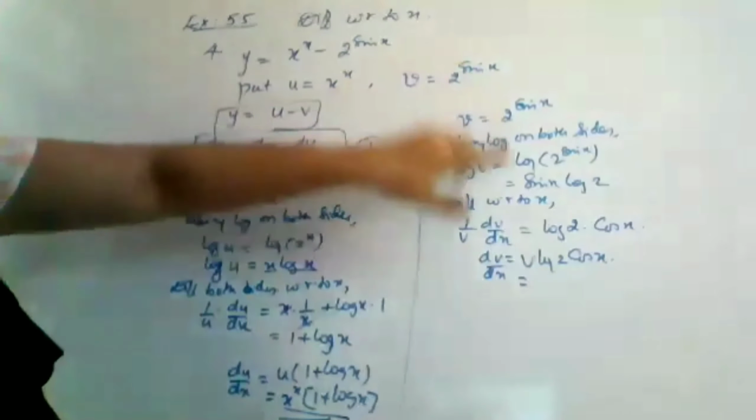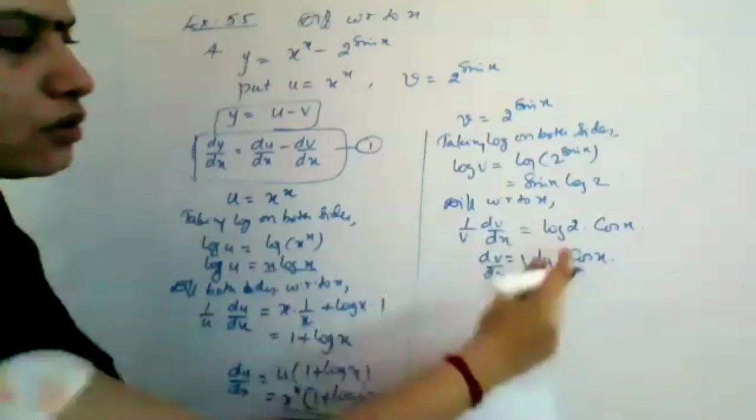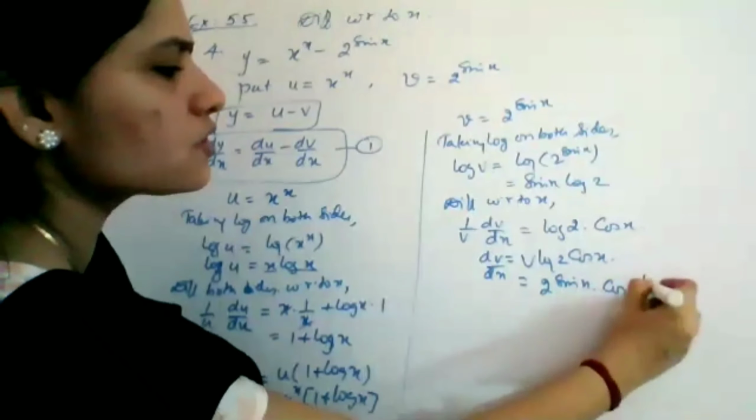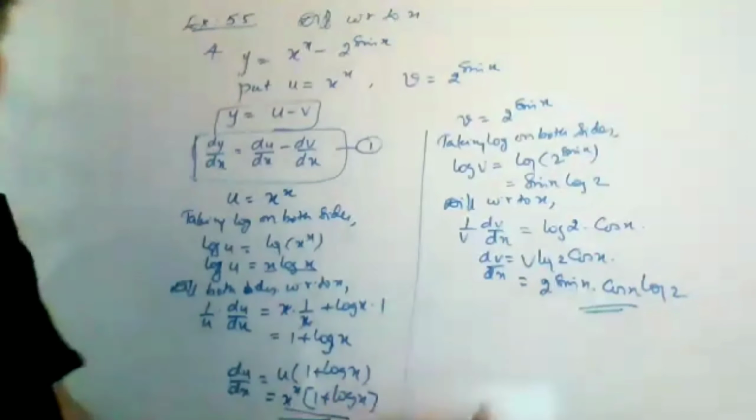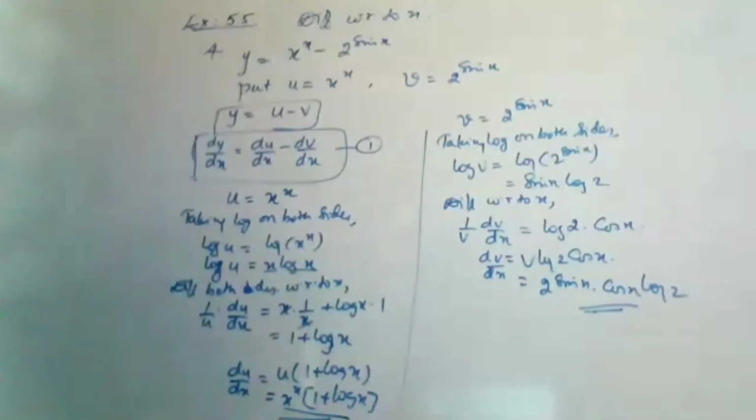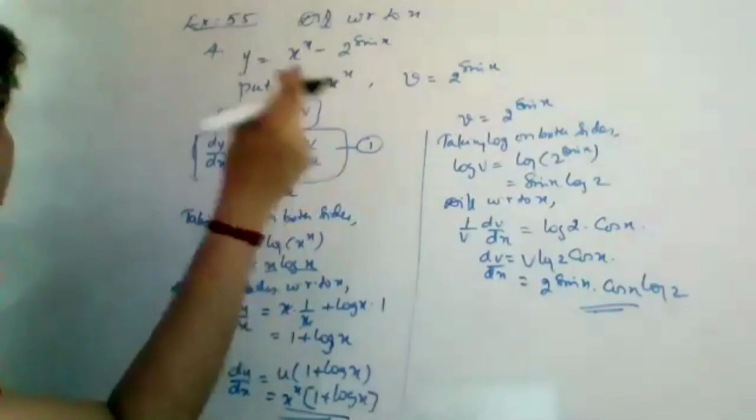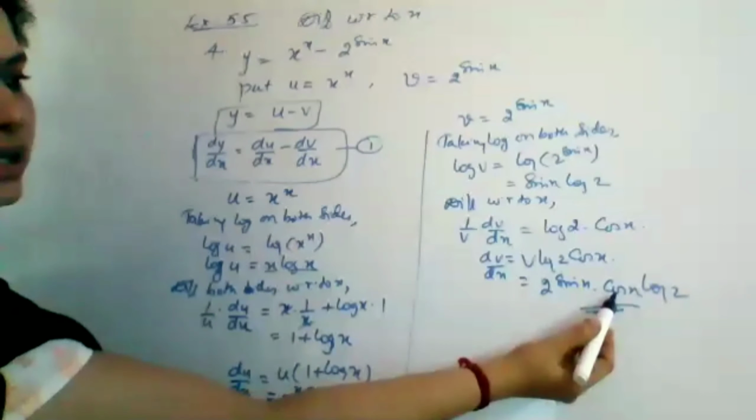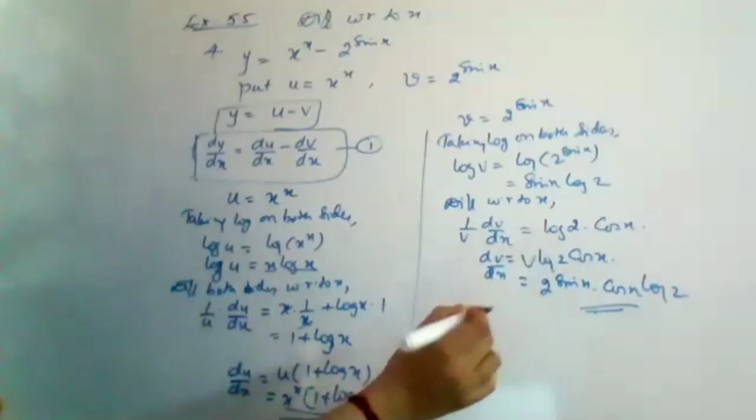So see, what I have discussed already, you got that: 2 raised to sine x into cos x into log 2. That you can write directly also, if you know the derivative of a raised to x. The derivative of a raised to x will give you a raised to x into log a. But here it is not x, it is sine x. That's why you are writing the derivative of sine x also here. Clear?